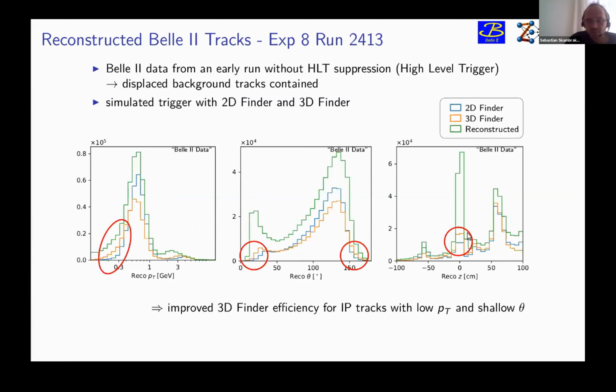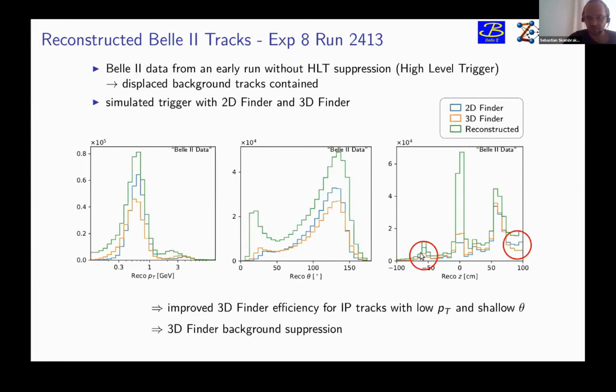And this corresponds to an efficiency improvement here for tracks from the IP. But what you can also see now in this distribution, because you have here these large tails of background tracks, is that the 3D finder can also suppress the background tracks displaced from the IP. And this background suppression has the result that the total number of tracks found by the 3D finder in this example is smaller than with the 2D finder, because it already suppresses some part of the background tracks.